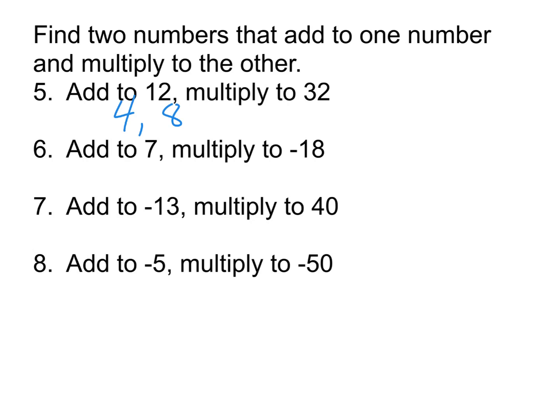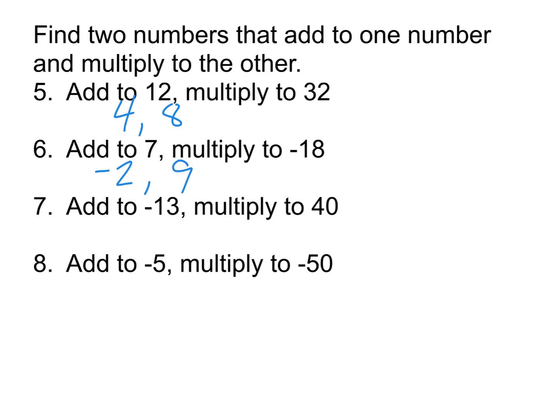All right. Number 6. Same kind of an idea, except notice this time we're multiplying to a negative. If you multiply to a negative, that means one number has to be positive, one number has to be negative. So you think of all the different ways you can multiply to 18, and hopefully you see, hey, 2 and 9 are 7 apart. The question then is, which one has to be negative? And if we're going to add to a positive, that means we have to start with more positives than negatives, so that means the 9 must be positive, meaning the 2 is negative.